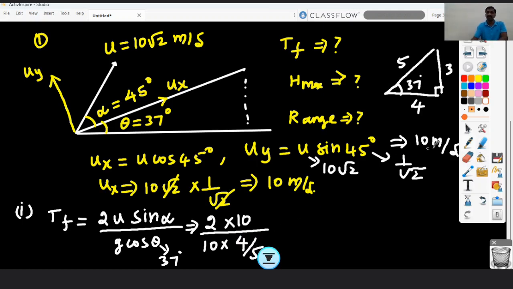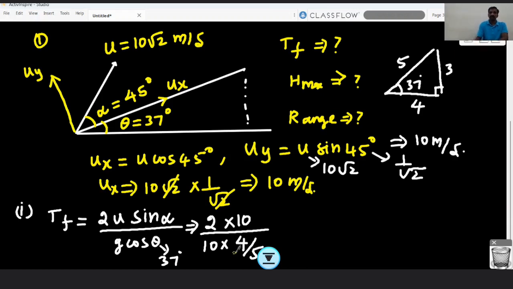So here you can cancel. If you cancel the 5 with the 10, you will be getting 2. And this 2 will be cancelled. 10 by 4 means you will be getting 2.5 second. So this is the time of flight.